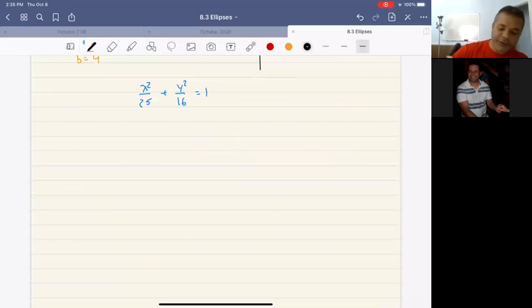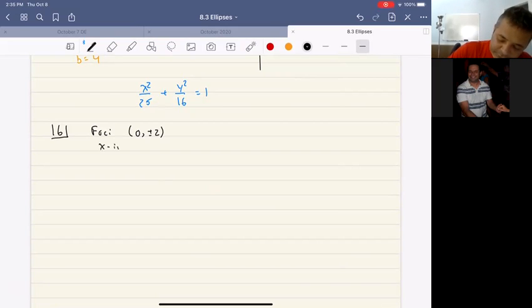Next one is number 16. In number 16, it gives us foci at 0, plus or minus 2. And it gives us the x-intercepts at plus or minus 5.